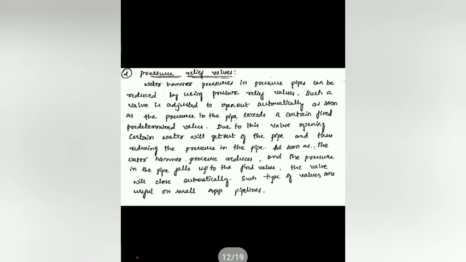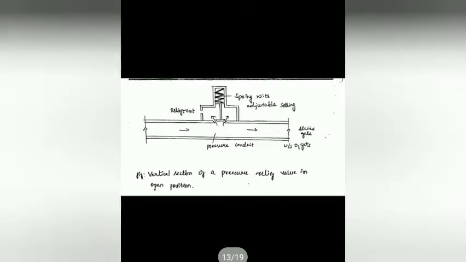In order to overcome this problem, pressure relief valves can be provided so that all the pressure that is coming in excess of a certain fixed value gets released through these valves. Due to this valve opening, certain water will get out of the pipe, thus reducing the pressure in the pipe. As soon as the water hammer pressure reduces and the pressure in the pipe falls to the fixed value, the valve will close automatically, and such types of valves are useful on small pipelines.